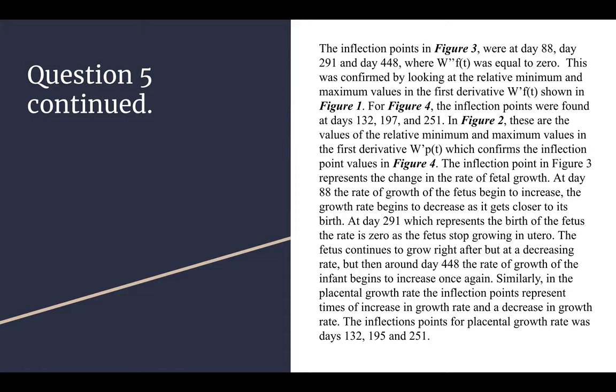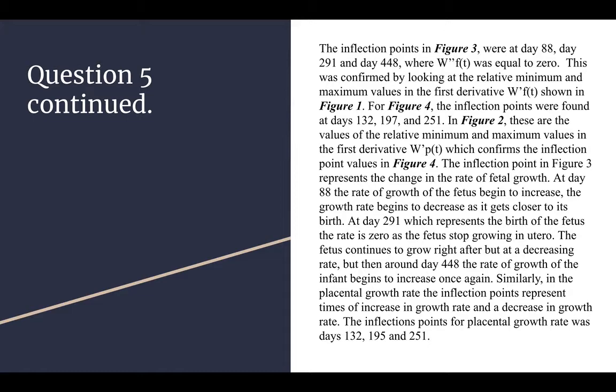The inflection point in figure 3 represents the change in the rate of fetal growth. At day 88, the rate of growth of the fetus begins to increase. The growth rate begins to increase as it gets closer to its birth. At day 291, which represents the birth of the fetus, the rate is 0 as the fetus stops growing in utero. The fetus continues to grow right after, but at a decreasing rate. But then around day 448, the rate of growth of the infant begins to increase once again.